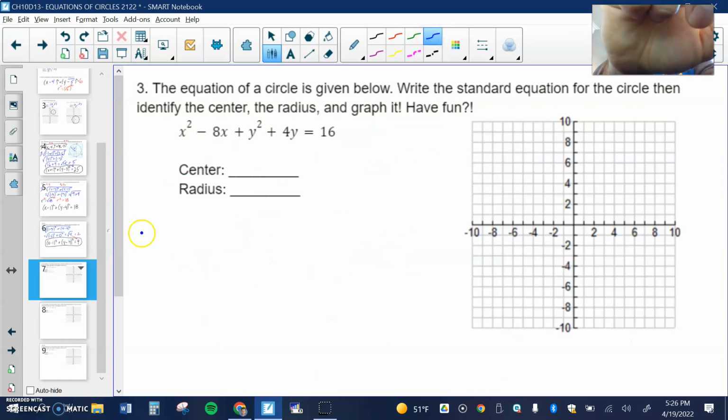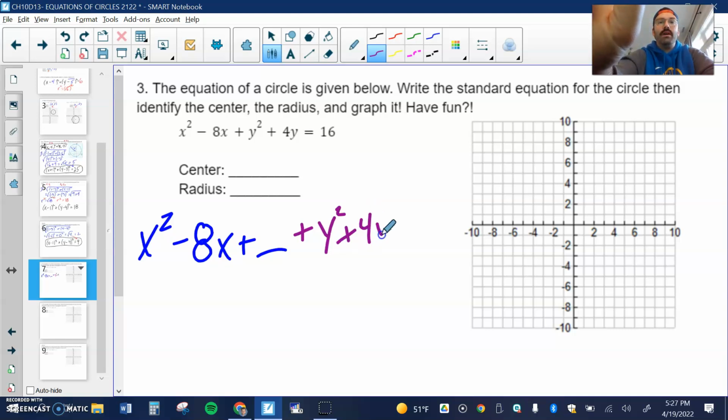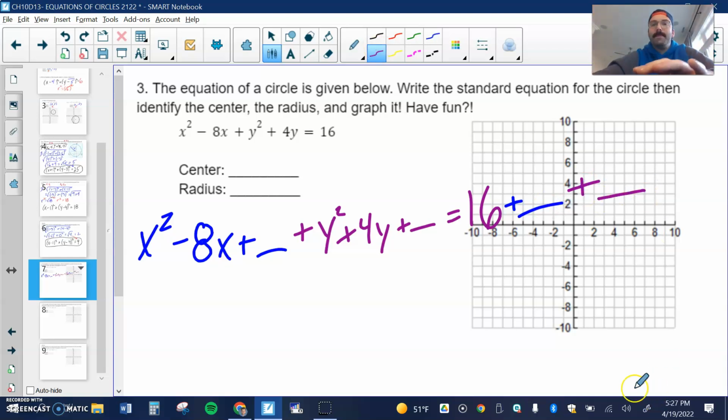Well, I'm going to rewrite my equation. x squared minus 8x, and I'm going to write plus blank. And I'm going to do plus y squared plus 4y plus blank equals 16. And then I have to write plus blank plus blank.